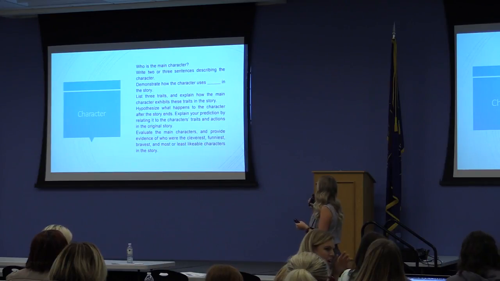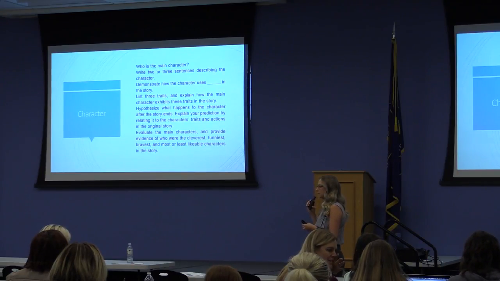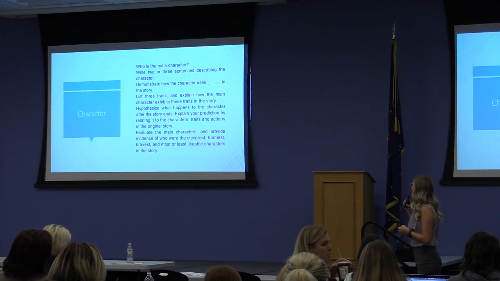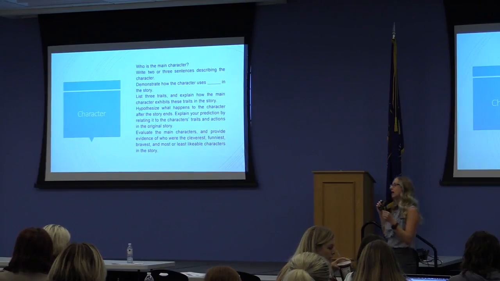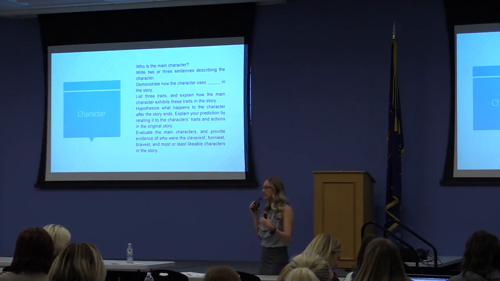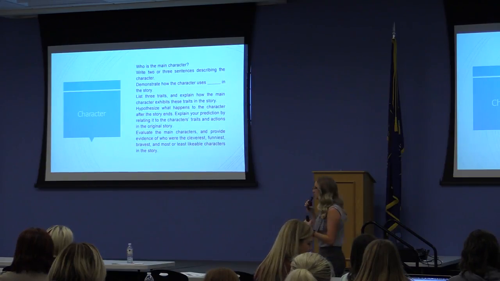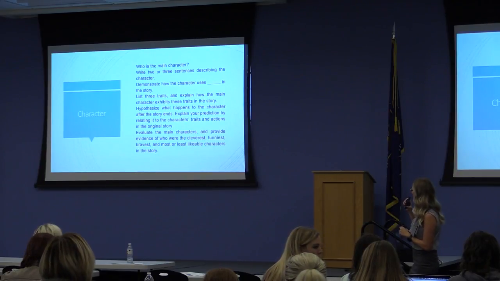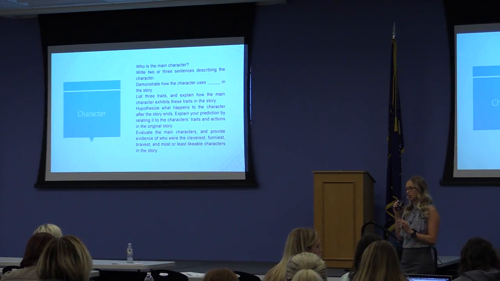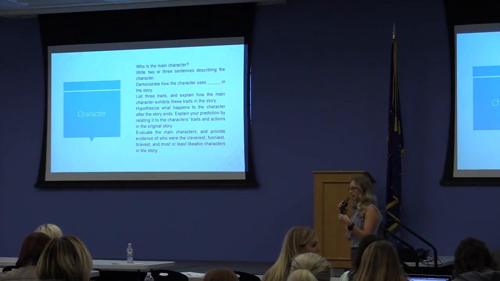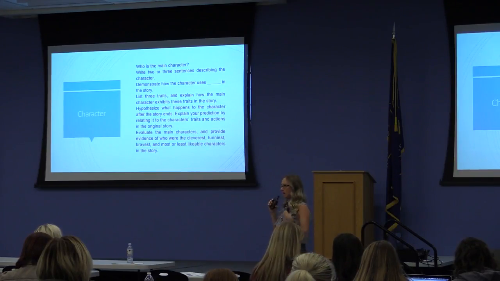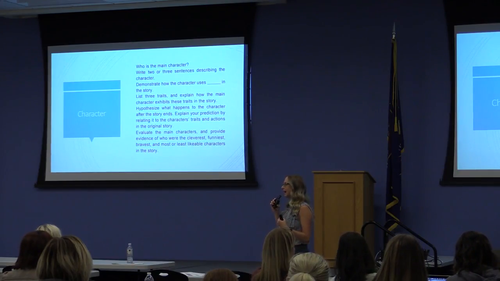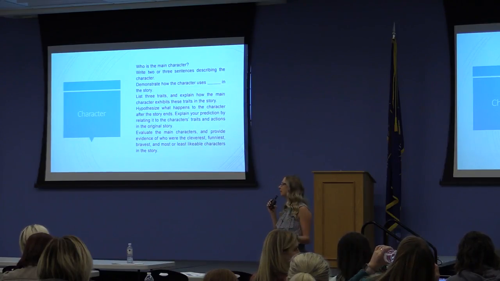Hypothesize what happens to the character after the story ends, so they're having to almost make up another ending. Explain your predictions by relating it to the character's traits and actions in the original story, so they're having to go back in that text and pull some facts from that text to actually be using with their descriptions. And then evaluate the main characters and provide evidence of who were the cleverest, funniest, bravest, or most and least likable characters in the story and why. So again, pulling back in that, let's look in the text, let's get some facts, and then why you would be backing that up instead of just, this is what I thought, right? Because a lot of kindergartners say, I like blah, blah, blah. And then that's kind of where we're at.